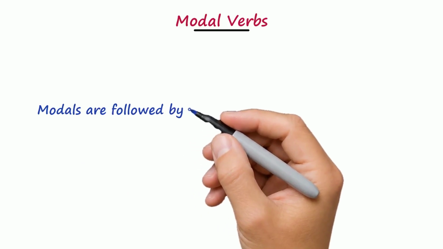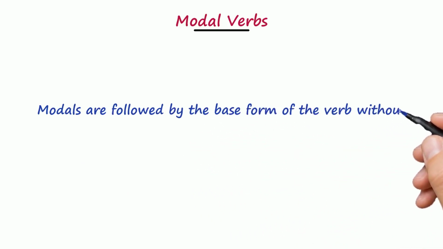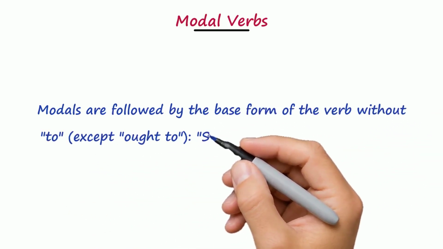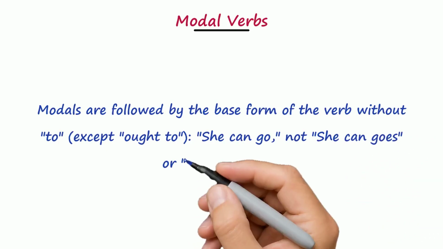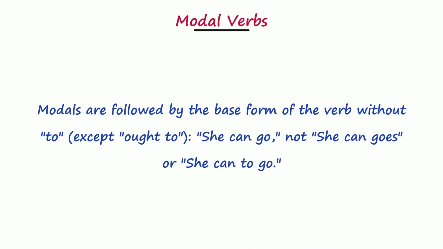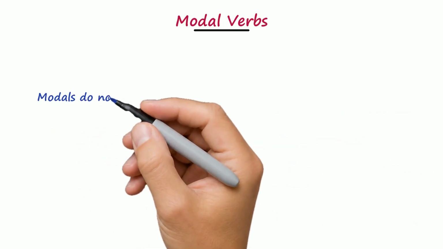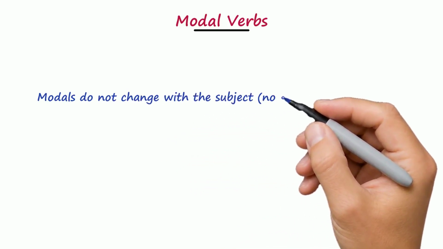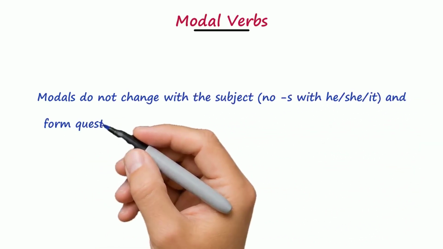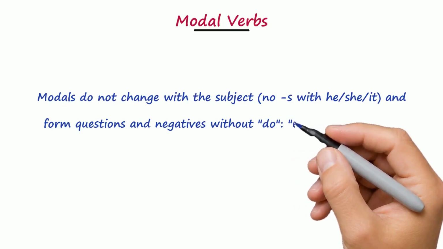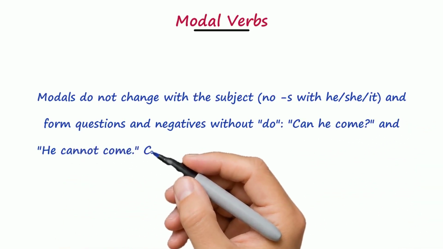Modals are followed by the base form of the verb without to, except ought to. She can go, not she can goes, or she can to go. Modals do not change with the subject, no s with he, she, or it, and they form questions and negatives without do: can he come, and he cannot come.